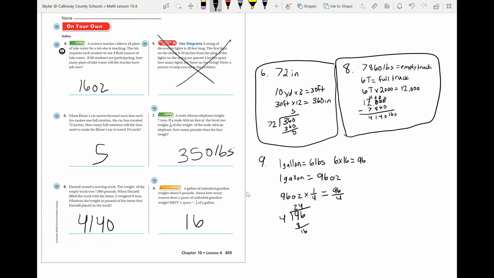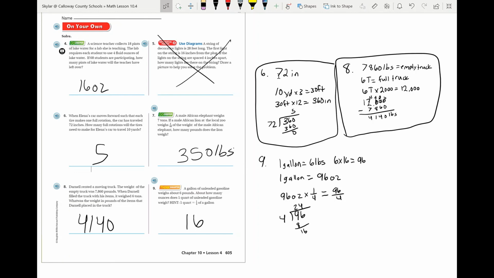Alright, let's see how you did. So for number 6, we should have gotten 5, and here's why. One rotation is 72 inches. So we want to find out how many rotations it takes to get 10 yards. Well, we know that 10 yards is 30 feet. And 30 feet is 360 inches. We need to have the same units here. So one rotation is 72 inches, and we are trying to see how many times we need to do 72 inches to get 360 inches. So we just divide 360 by 72, and we get 5.